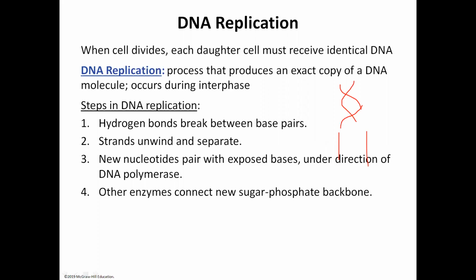What we're going to do is use each as a template to make new strands. So at the very end of this reaction, now you have two copies of the DNA. Each piece has one original strand, and the other strand will be new. We add new nucleotides to that exposed base, and we use an enzyme called DNA polymerase to do this. Now we're going to make our new sugar-phosphate backbone connection, forming two new pieces of DNA, and therefore we can then continue on with mitosis.